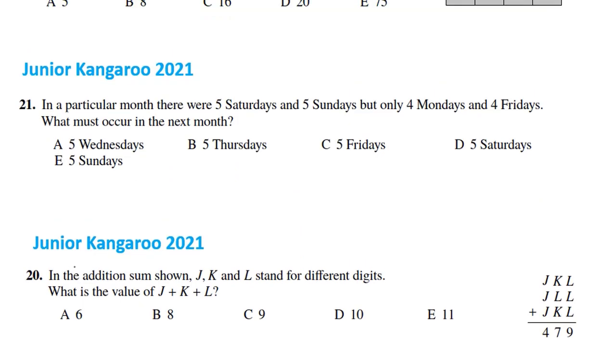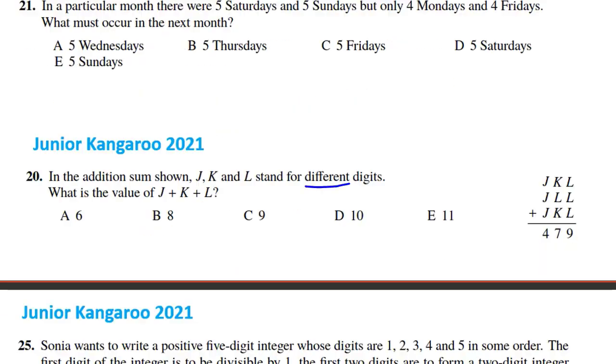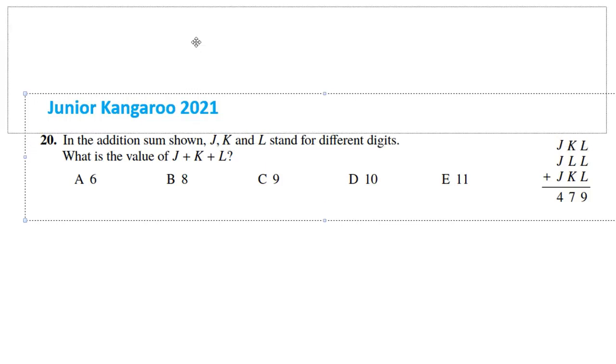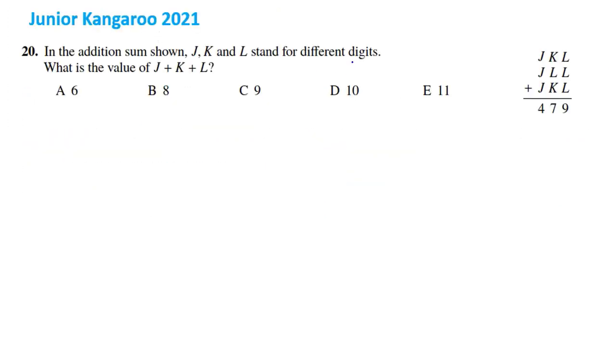Now let's solve problem 20 from Junior Kangaroo 2021. In the addition sum shown, J, K, and L stand for different digits. It's important. What's the value of J plus K plus L? Okay, so let's solve it on a new page. Here is the problem: different digits.